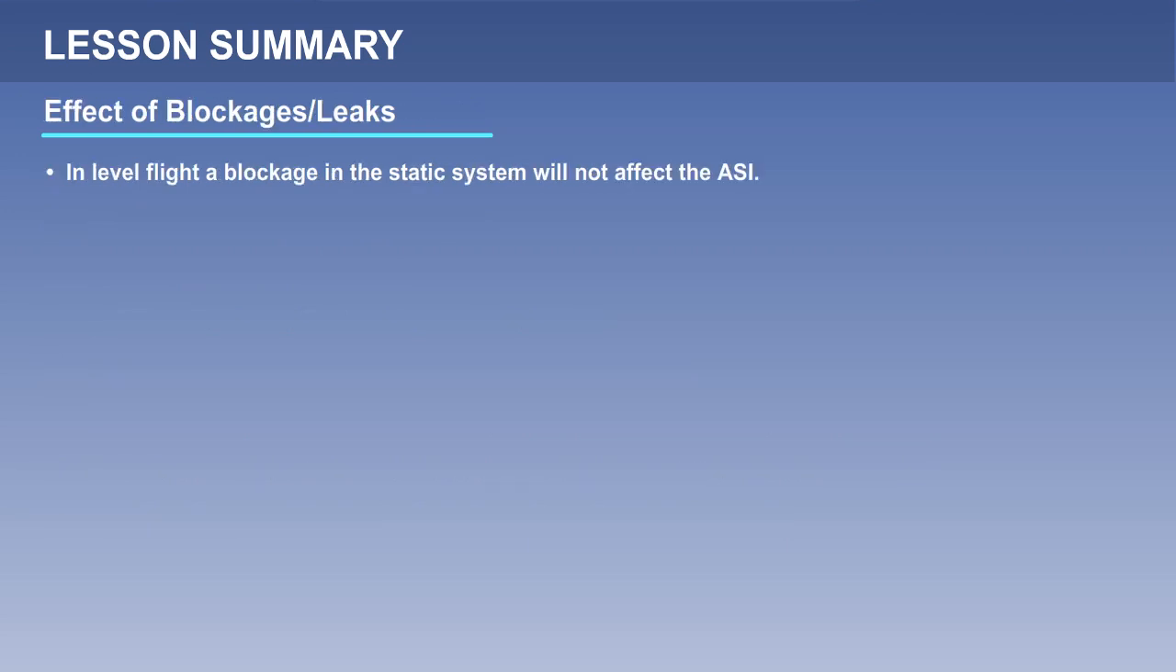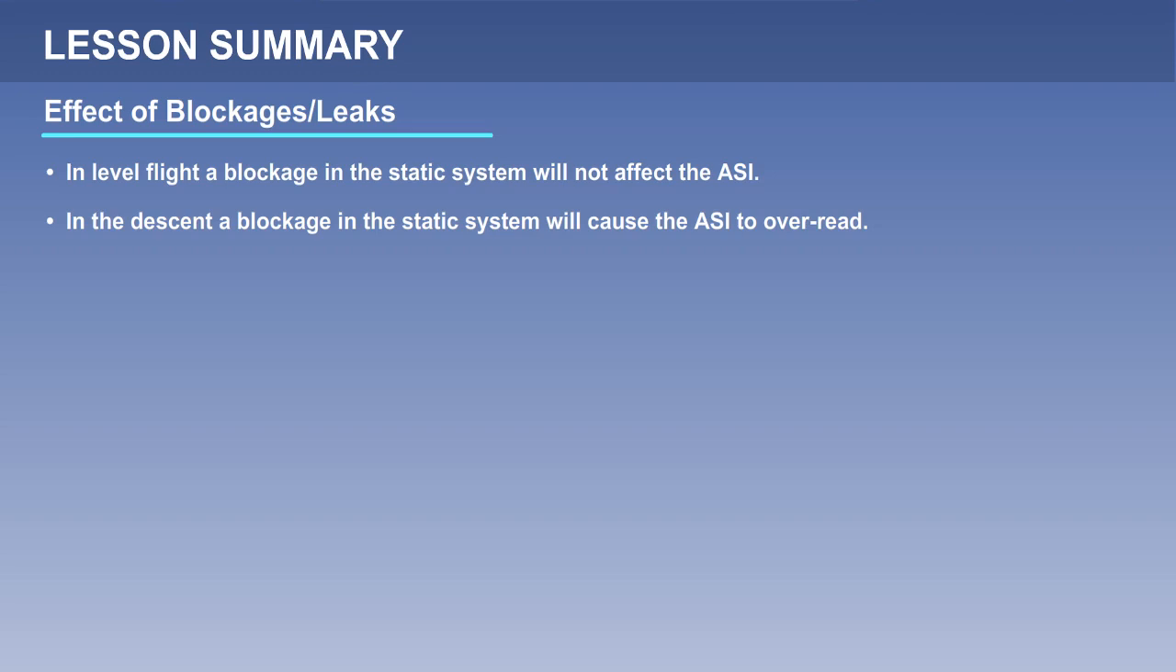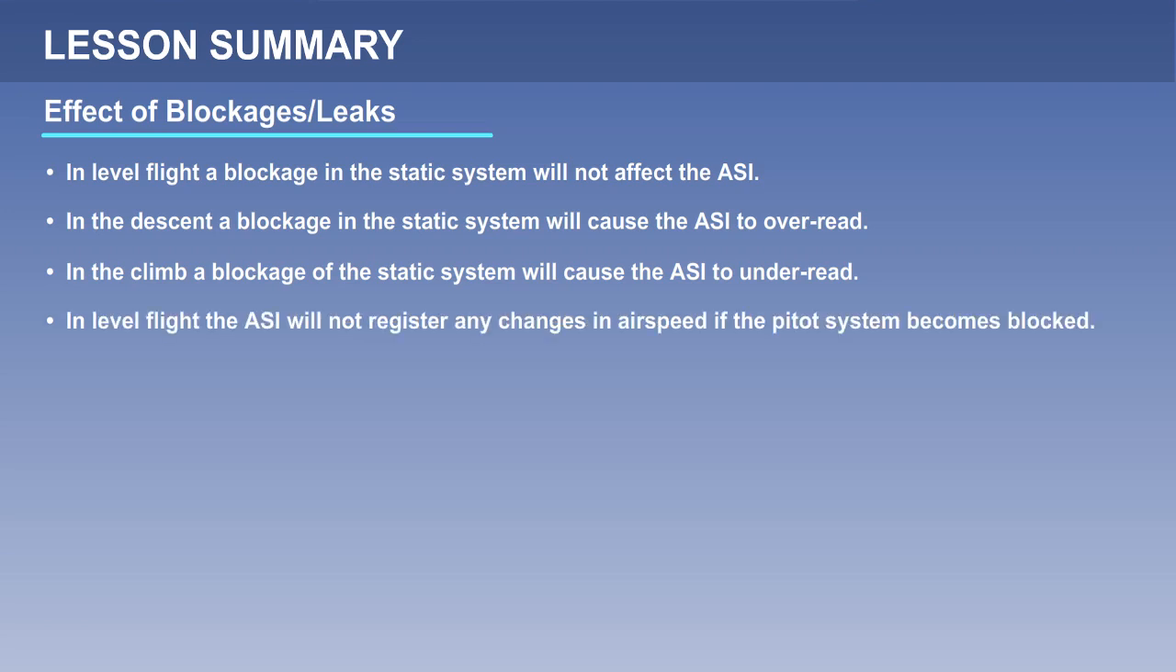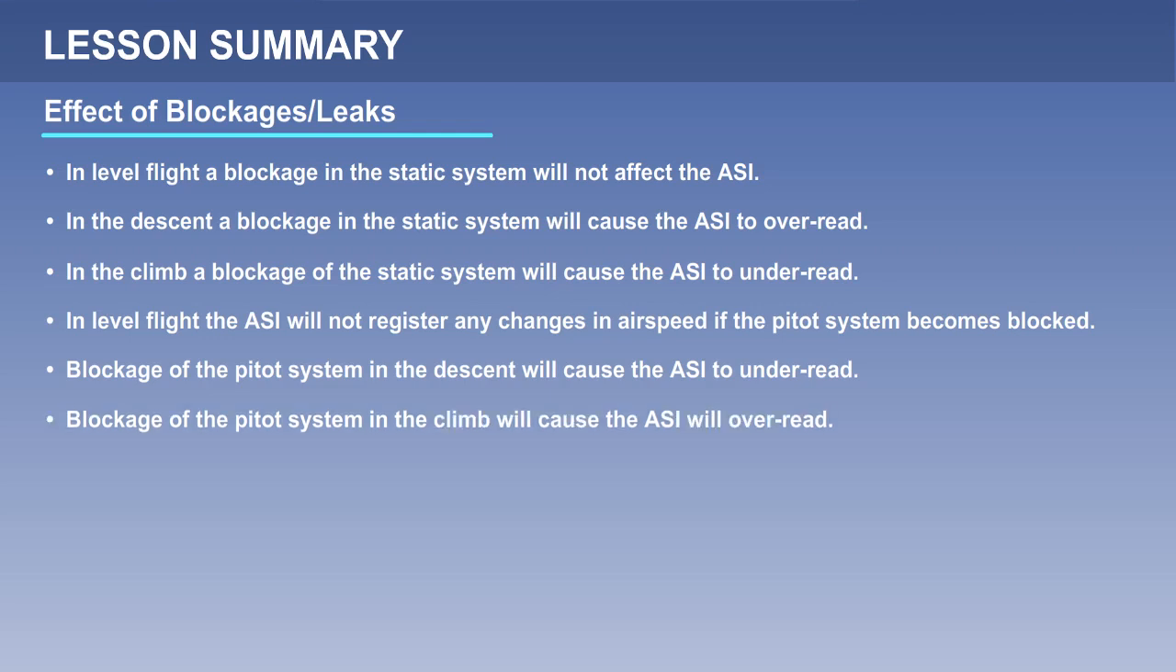In level flight, a blockage in the static system will not affect the ASI reading. In the descent, a blockage in the static system will cause the ASI to overread, and in the climb, the ASI will underread. In level flight, the ASI will not register any changes in airspeed if the pitot system becomes blocked. Blockage of the pitot system in the descent will cause the ASI to underread, and in the climb, the ASI will overread.